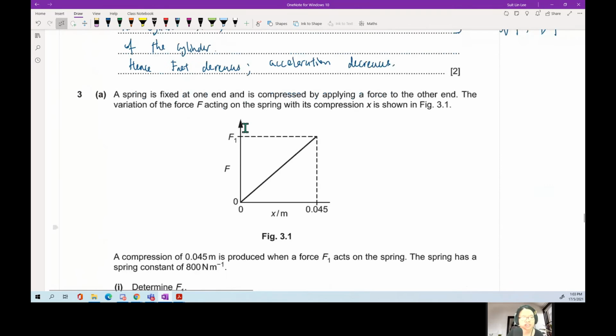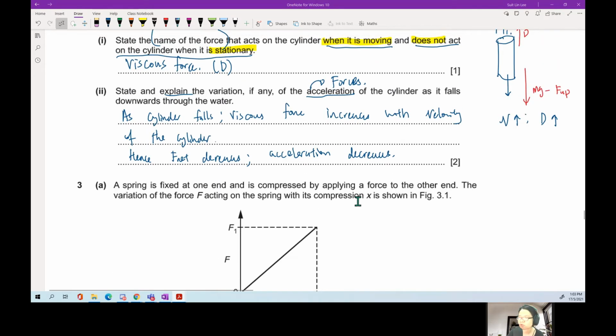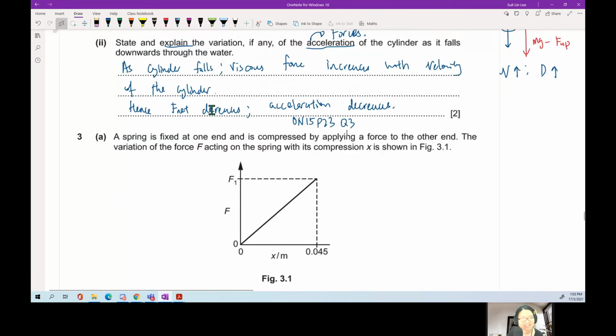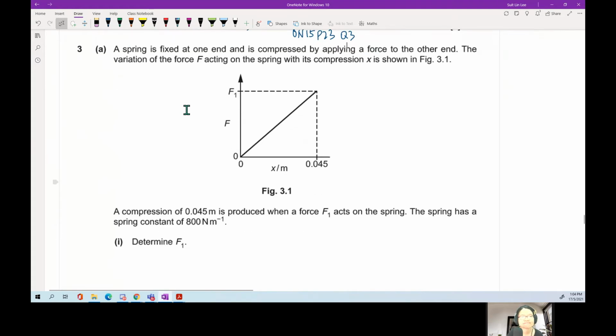Okay, next, a spring is fixed on one end and is compressed by applying a force on the other end. Variation of the force on the spring. Hang on, I should probably do it now before it loses. I lost track. Can give you one now. If you want to try something that shows this drag force, but not in water, this one is in air. ON20 paper 23 question 3. Okay. It's not very often one. You look at the recent years, almost every year one variant will ask.